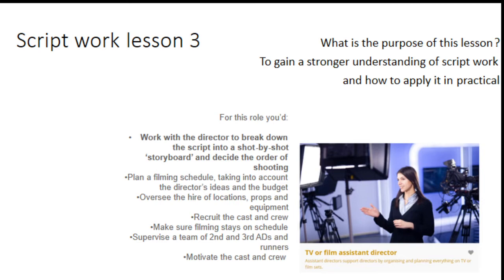Okay, so we're continuing with our script work. We're on lesson 3 now. So the purpose is to gain a stronger understanding of script work and how to apply it in practical lessons. So in regards to our Unifrog link, we are thinking about the role of a TV or a film director's assistant. So thinking about planning, filming schedules, taking into account the director's ideas and the budgeting, recruiting the cast and crew, making sure filming stays on schedule, motivating the cast and the crew.